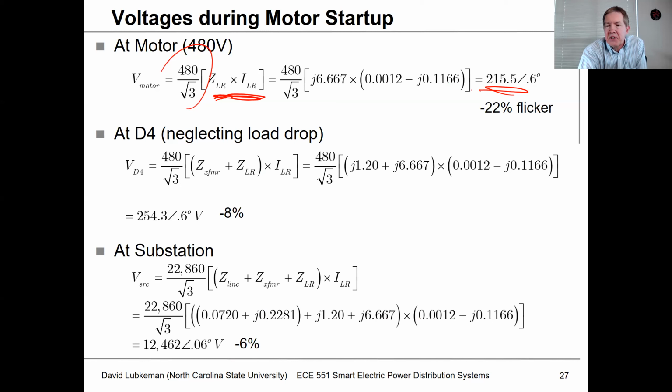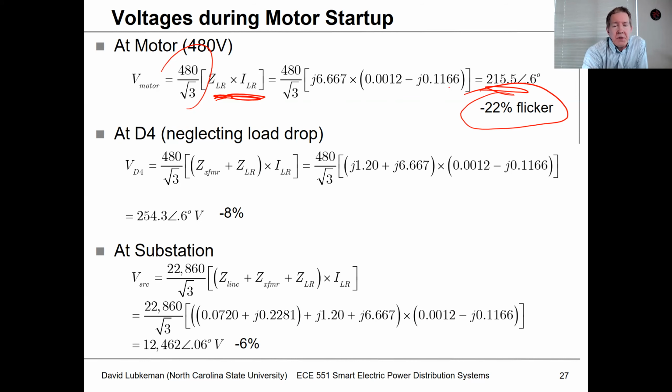And if I were to divide that by 277, what we would see is this is a drop of minus 22%. So these other loads that are directly connected in parallel with the customer with the big motor are going to see a substantial voltage sag, and there's probably not much you can do about that.